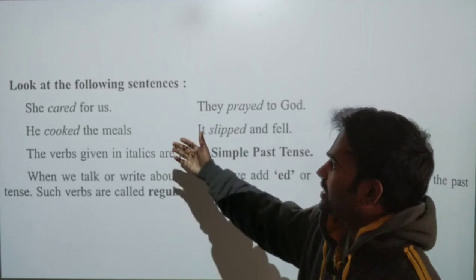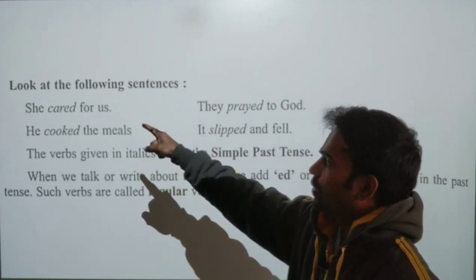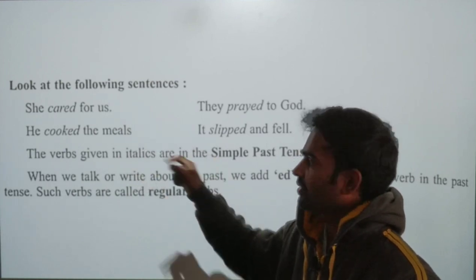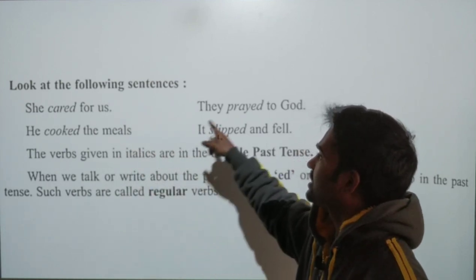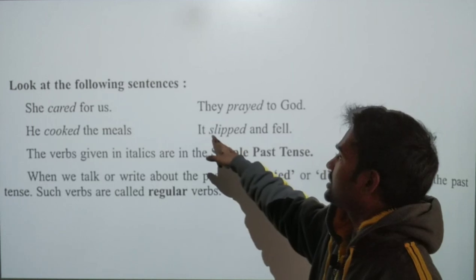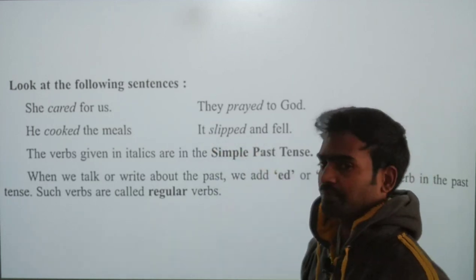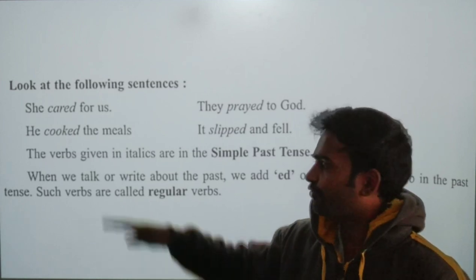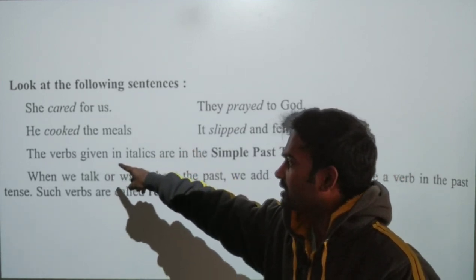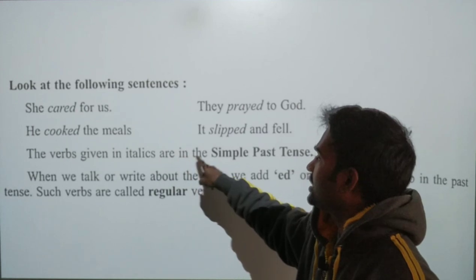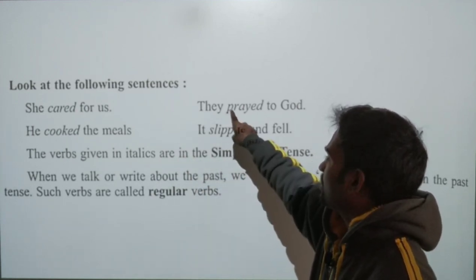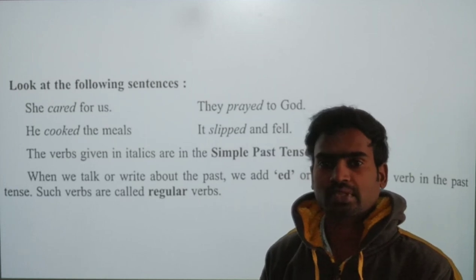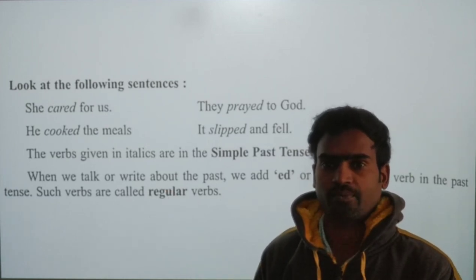So here we have some examples. Look at the following sentences. She cared for us. He cooked the meals. They prayed to God. It slipped and fell. So we have four sentences here. In these four sentences, the verbs given in italics are in the simple past tense. All these verbs are in simple past, so they are given in italic form.